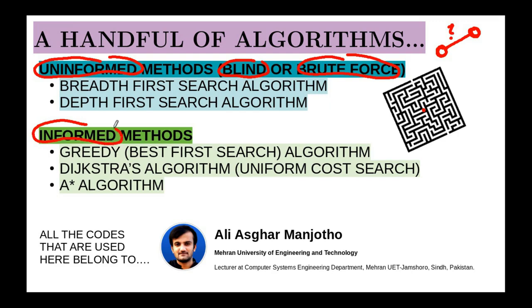Then we have the informed methods. The informed methods will be the greedy, the Dijkstra algorithm, and the A-star algorithm. These methods, unlike the previous ones, the uninformed, give us some information on, for example, first of all, how much it costs to go from here to there. So what's the cost between two neighbor nodes? And then we may also have the information on how far this node is from the destination. I will define this kind of information later on.